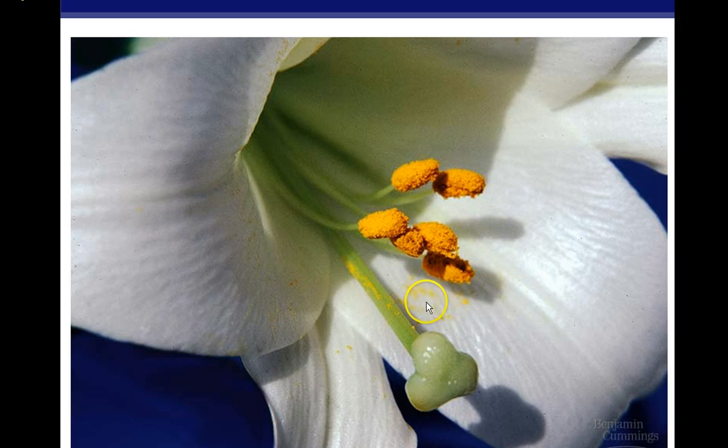Stigma, style, yellow stuff is pollen, anther, filament, the whole thing is stamen.